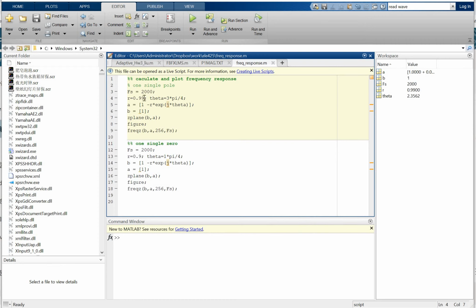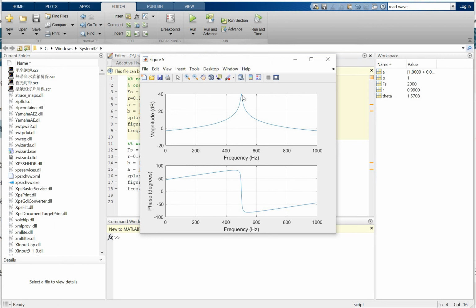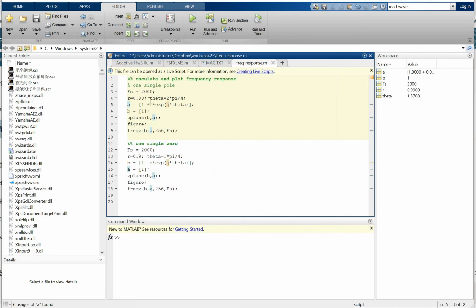Now we want to keep R the same, but we change the theta position. Now it's 2 pi over 4, so it's half pi. If we run it, we find still almost the same sharpness of this peak, but now it's at 500 hertz. So changing theta, we move this peak across frequency. And changing R, we change how sharp or how smooth the peak is.